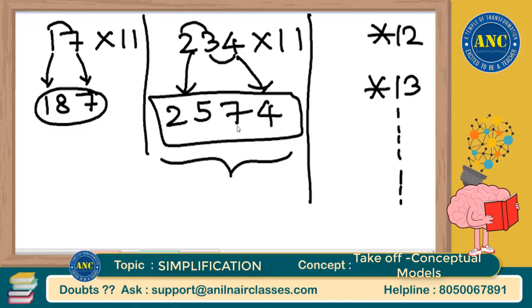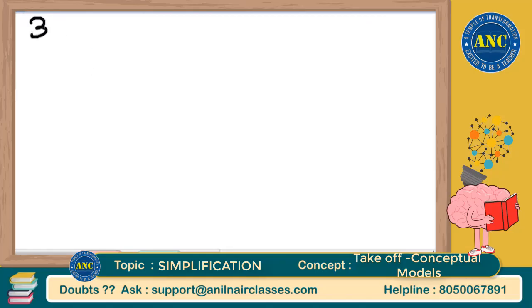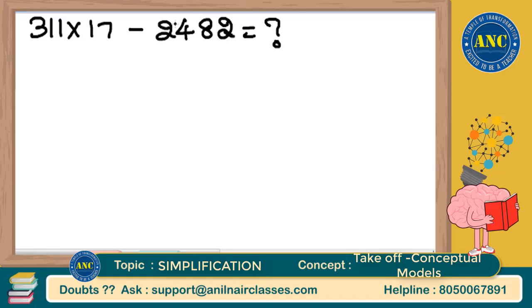Now please see this particular question, sir. Your question is 311 into 17 minus 2482 is equal to question mark, right? Now think logically. One of the ways of solving is, I taught you how to multiply these two numbers. Use that method and you get the answer. Minus 2482, subtract it, get the answer.